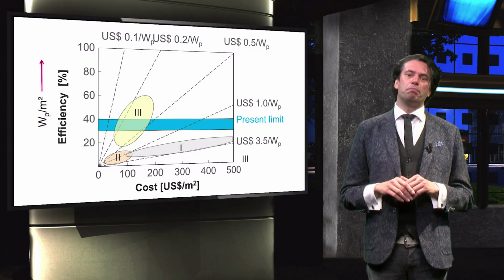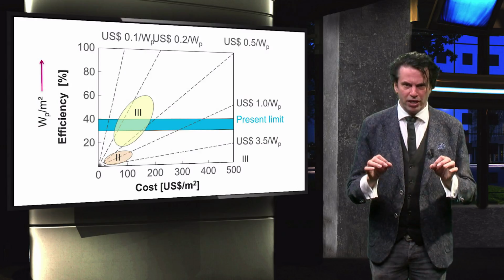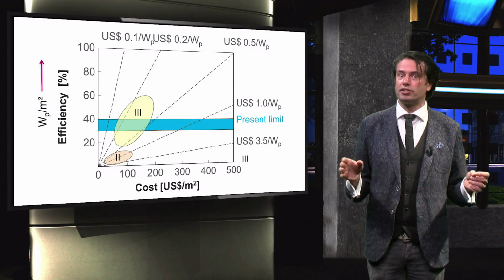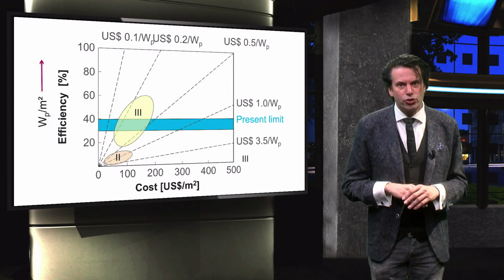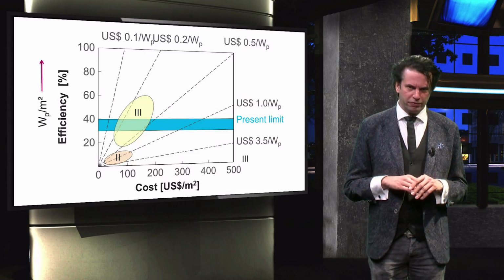The first generation PV technology corresponds to conventional crystalline silicon wafer technology with a relatively high conversion efficiency. Two decades ago, crystalline silicon had a relatively high cost per area. The light gray circle roughly shows the area where you would find the first generation PV technology.